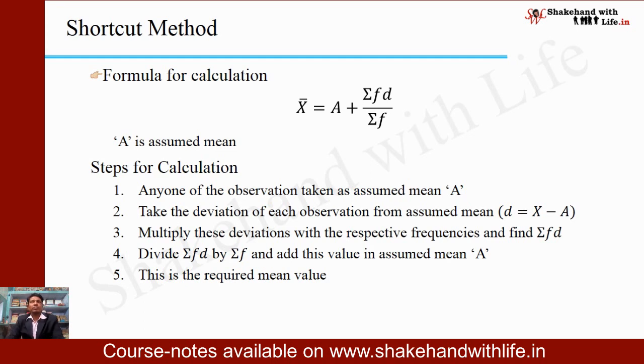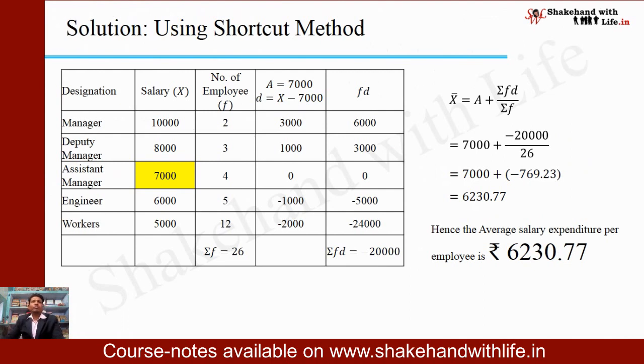Now how do you calculate? The same problem, the salary expenditure. Now you will calculate using the shortcut method. In the first column, designation is there, in the second column, salary denoted by X, and in the third column, the number of employees, which is denoted by F. In the fourth column, first in the second column, choose an assumed mean, which is 7,000. Here 7,000 is the assumed mean, A is equal to 7,000.